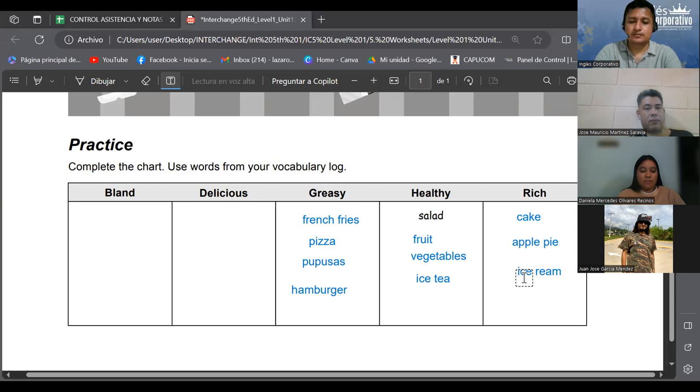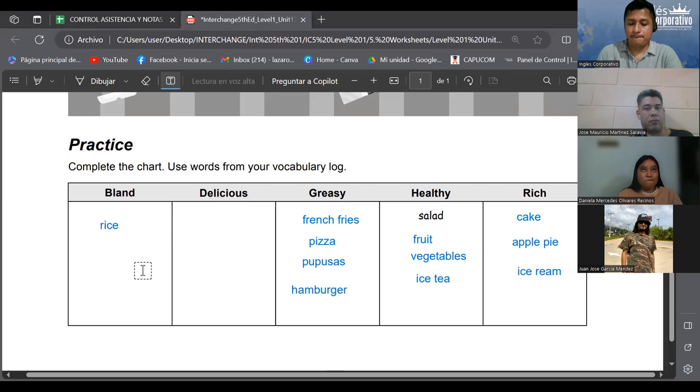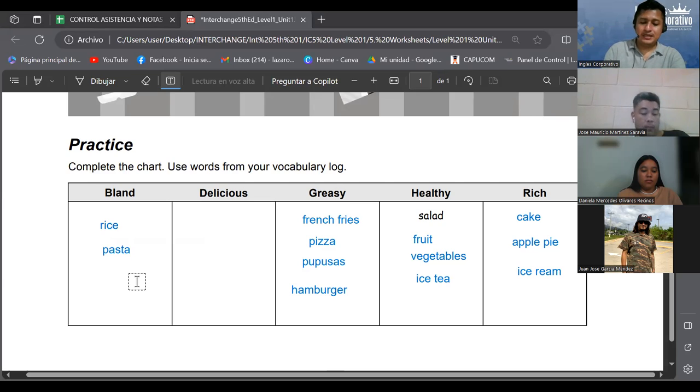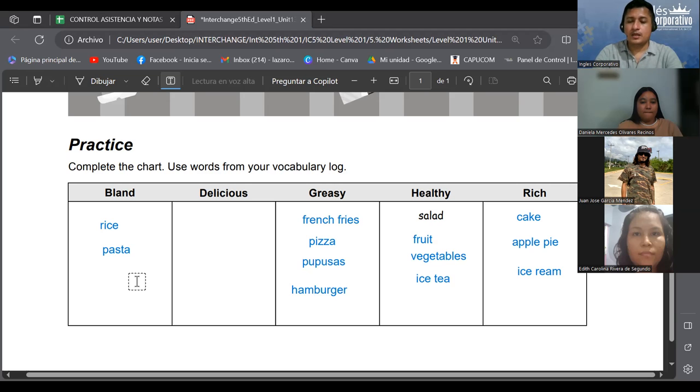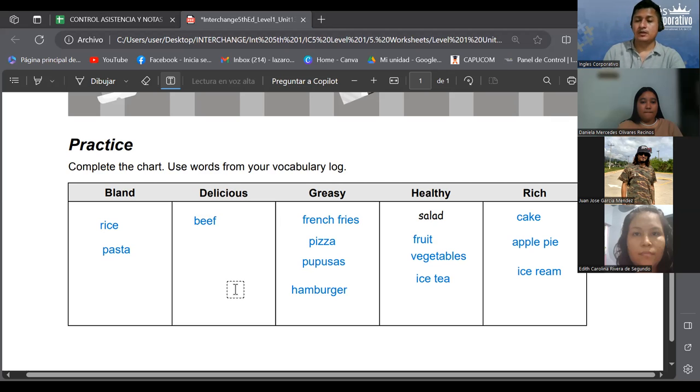Rice. Okay, very good. What else? Pasta. Pasta, let's say, very good. And what about delicious? Beef. Excuse me? Beef. Okay. Oh, that's good, right? Yeah, delicious and expensive.